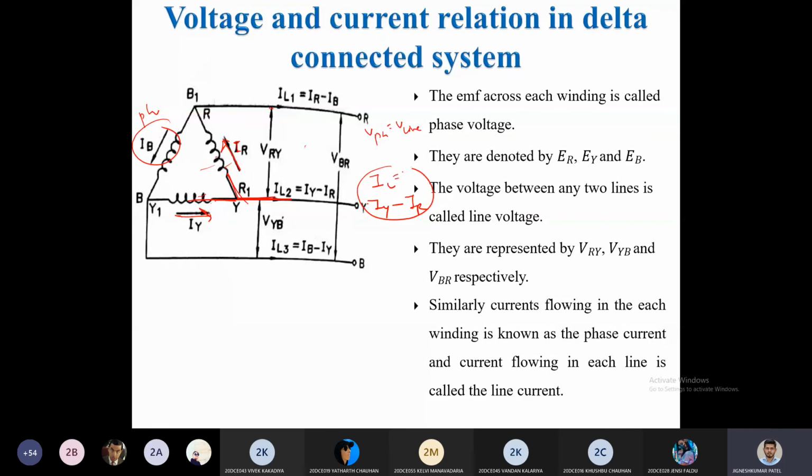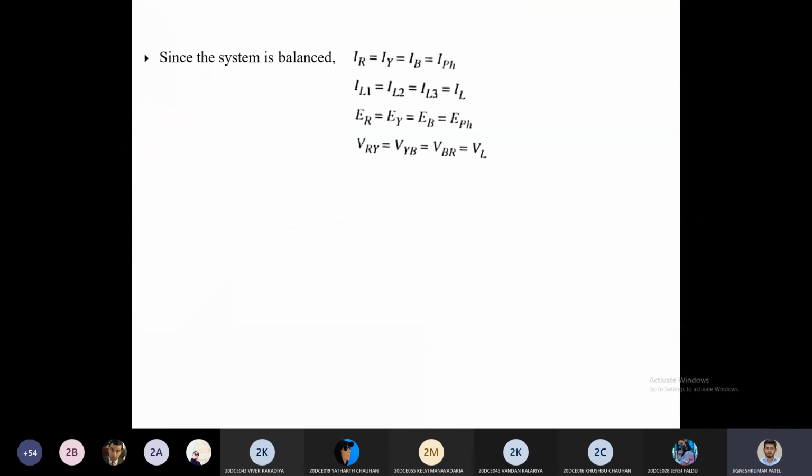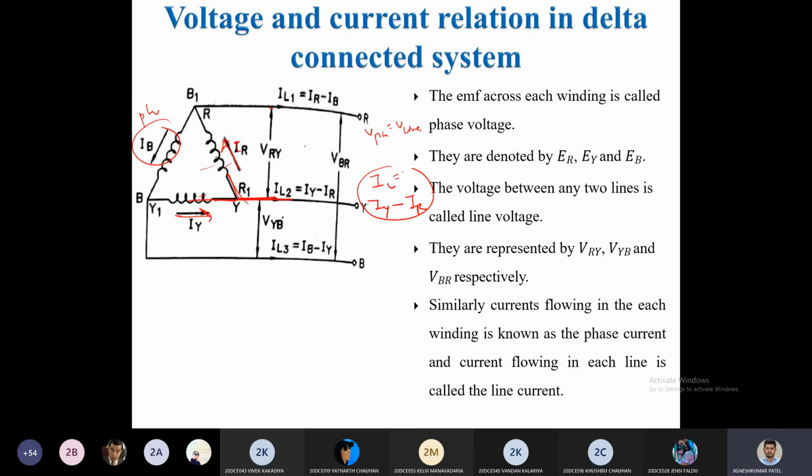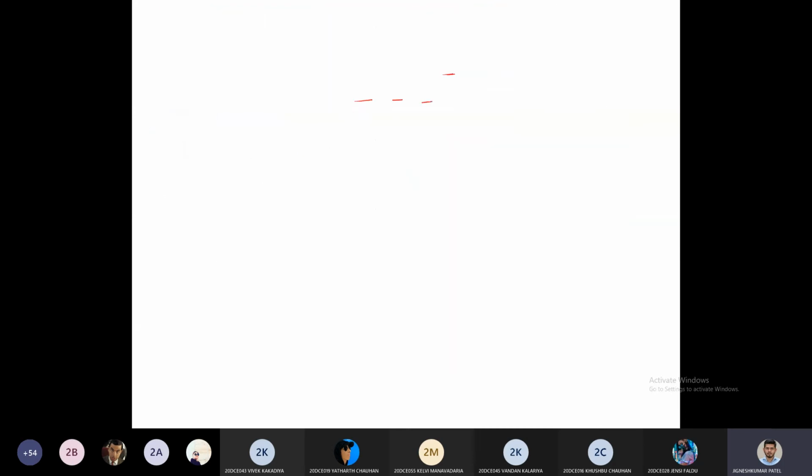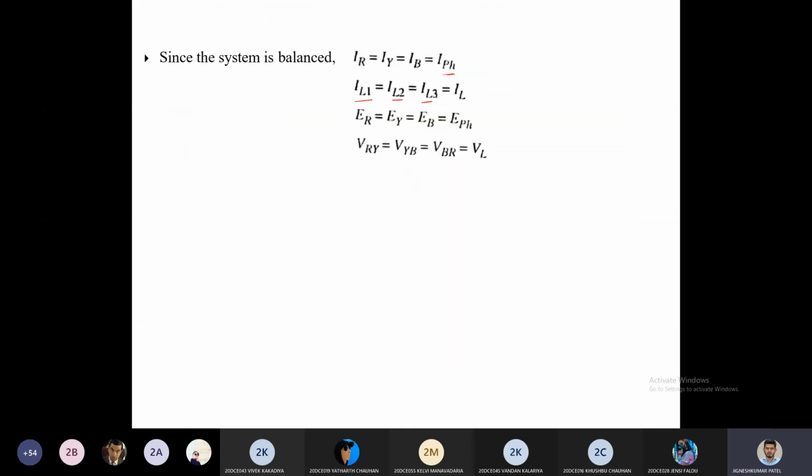So this is the generalized representation. Now let us understand the relation between these three. So here IR is equal to IY is equal to IB is equal to I phase, and the line currents are IL1, IL2 and IL3. The difference between my currents is IY minus IR or IB minus IR or IR minus IB, depending on the phase. Okay, so that's the difference.